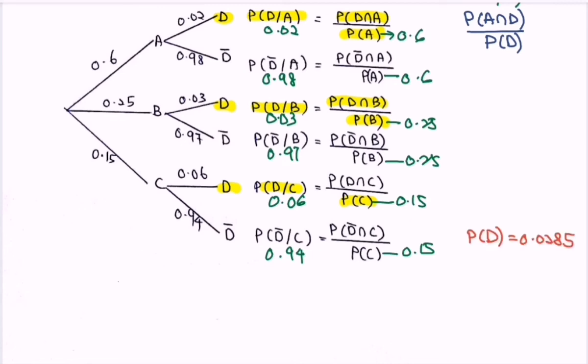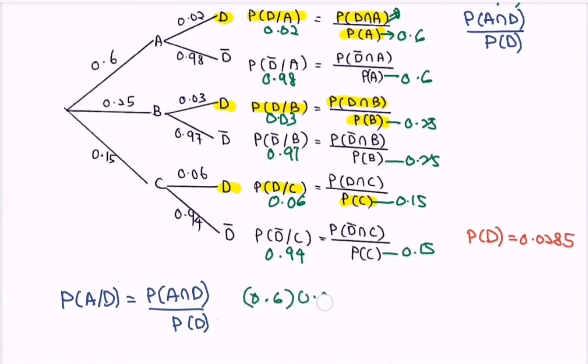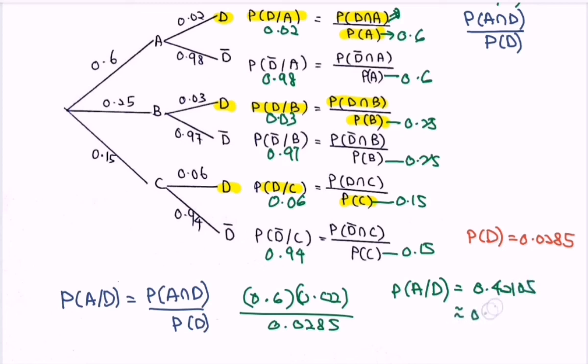Next, kindly refer to B, where we have the probability of A given D. The formula will be the probability of A intersect D over the probability of D. Kindly refer to the diagram, where we are going to look for A intersect D. In order to find A intersect D, we need to cross multiply 0.6 multiplied by 0.02, over the probability of D, where we have 0.0285. So finally, the probability of A given that D has occurred is equal to 0.42105. Do remember 3 significant figures: 0.421. So here we are, and thanks for watching.